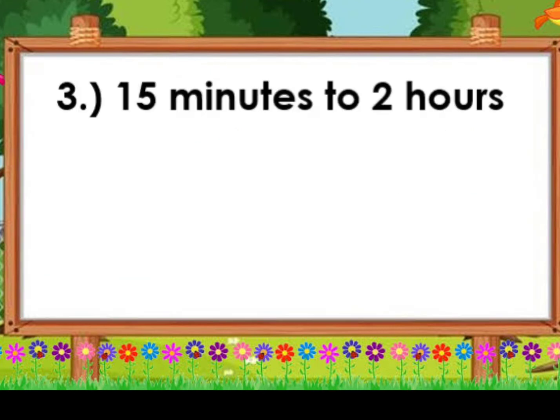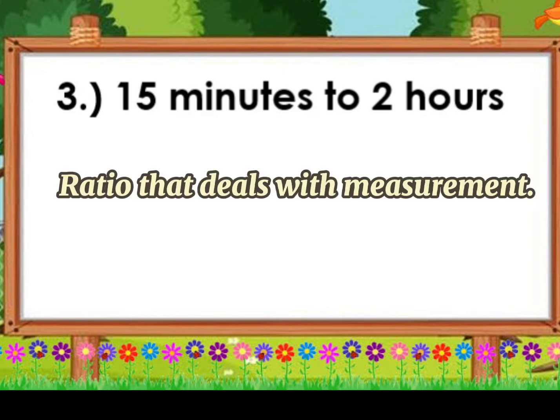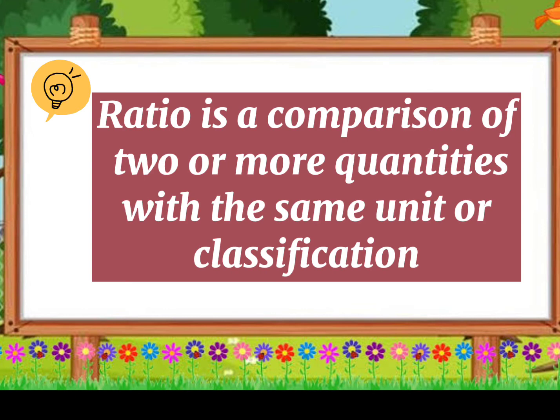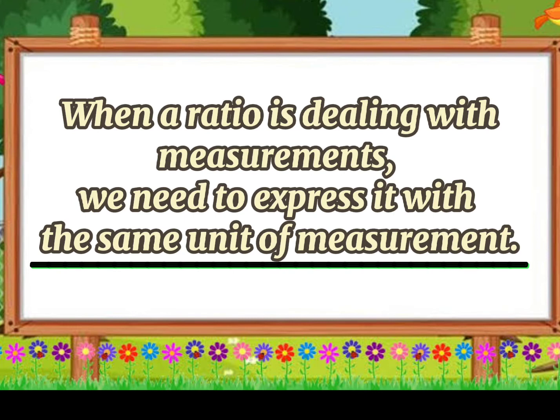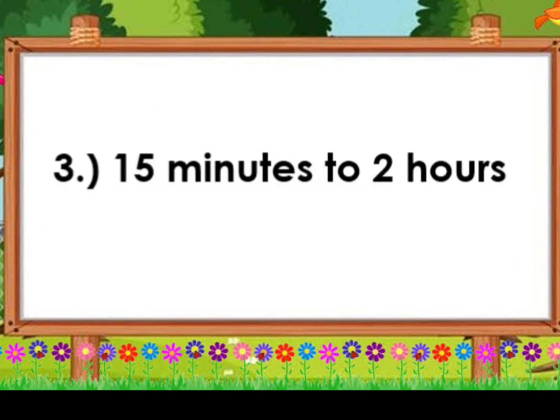Number 3, 15 minutes to 2 hours. This is an example of a ratio that deals with measurement. Let us remember that a ratio is a comparison of 2 or more quantities with the same units or classification. So, when a ratio is dealing with measurements, we need to express it with the same unit of measurement. So, paano yon? In our example number 3, we have 15 minutes to 2 hours. Magkaiba sila ng unit. We have minutes and hours. Kailangan nating gawing magkapareho ang kanilang unit.